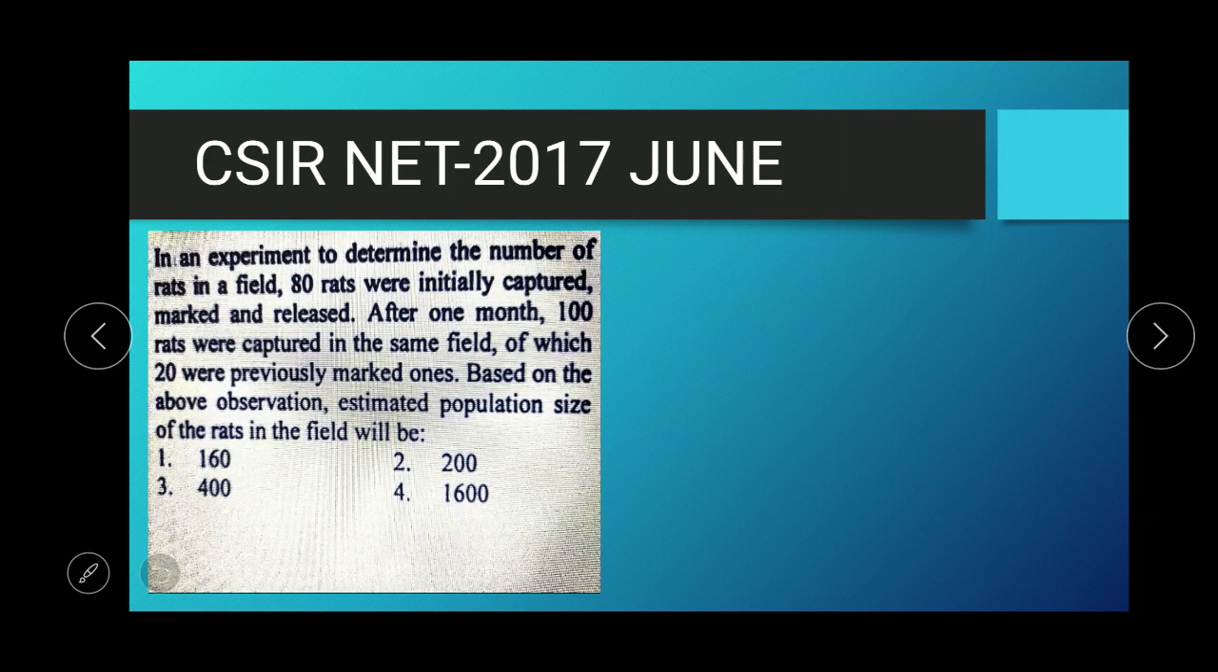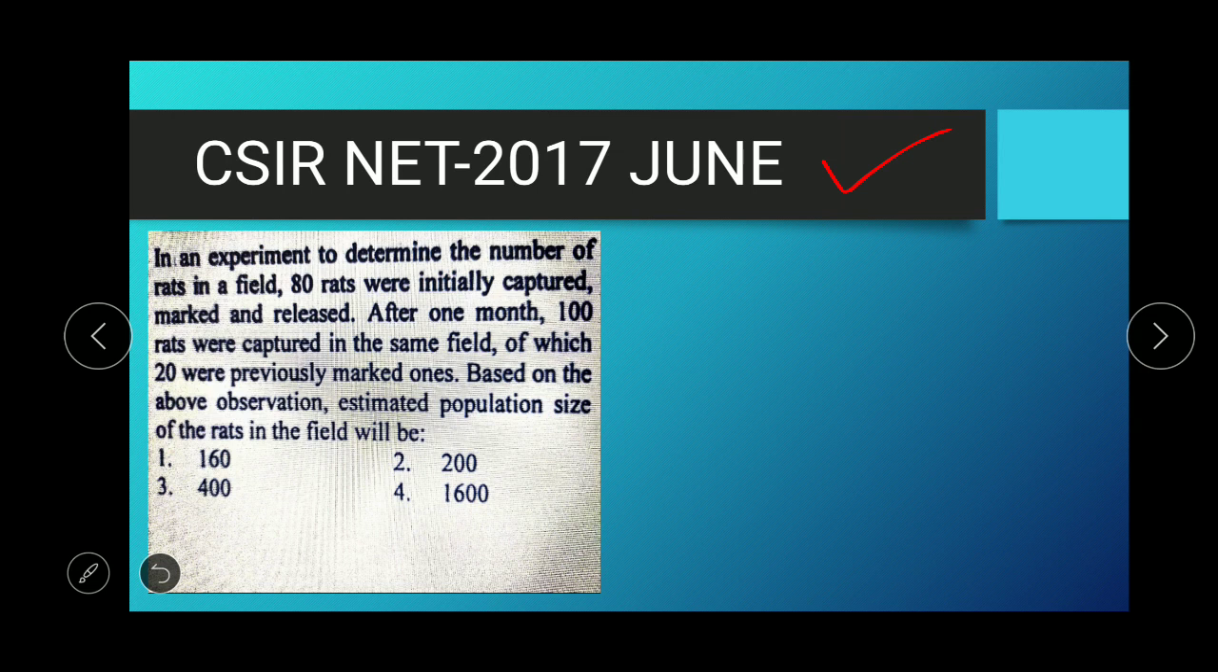Now we will solve some questions related to this topic. This question is from CSIR NET 2017 June. In an experiment to determine the number of rats in the field, 80 rats are initially captured, marked and released. After 1 month, 100 rats are captured in the same field, of which 20 were previously marked. Based on the above observation, the estimated population of the rats in the field will be? This is a direct question.